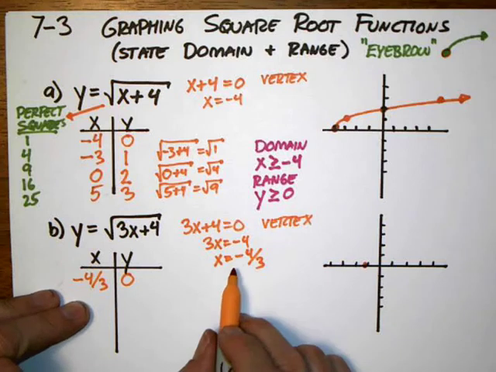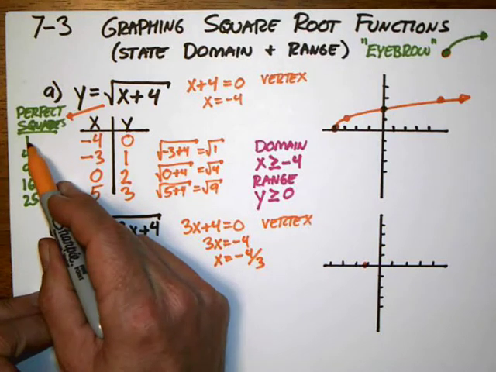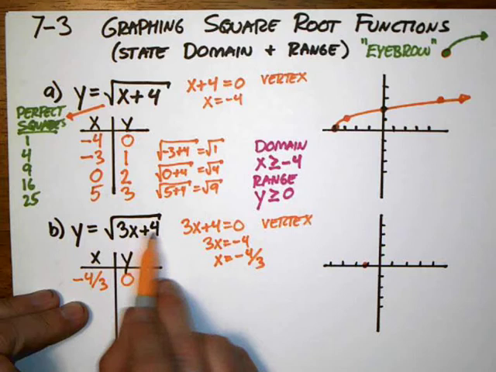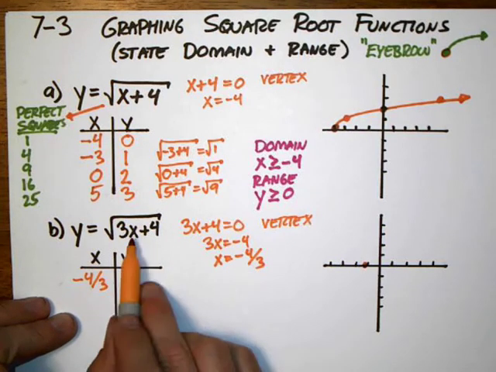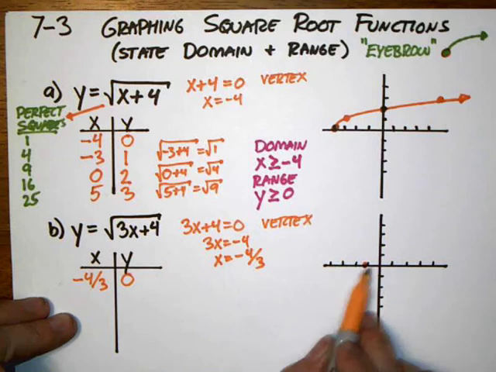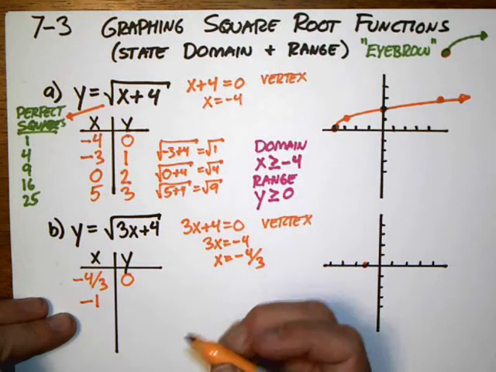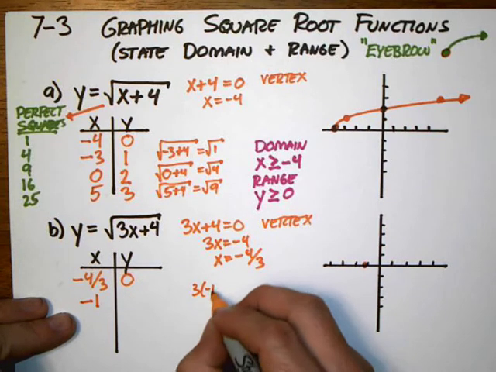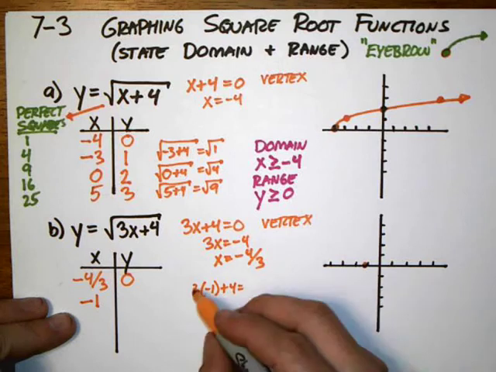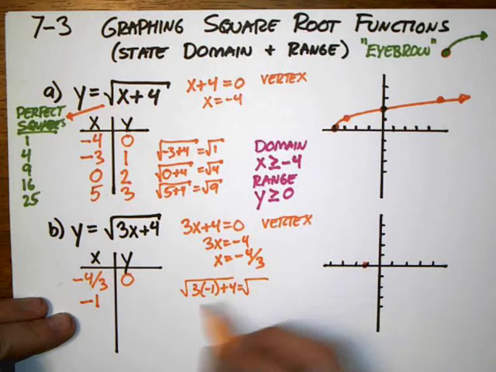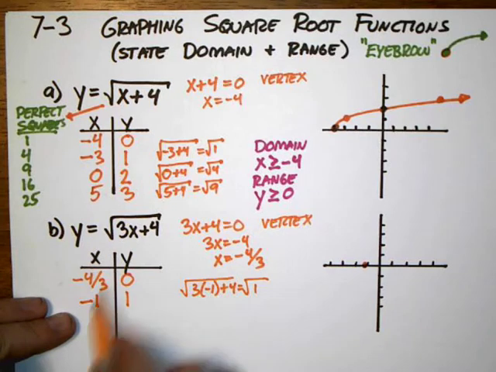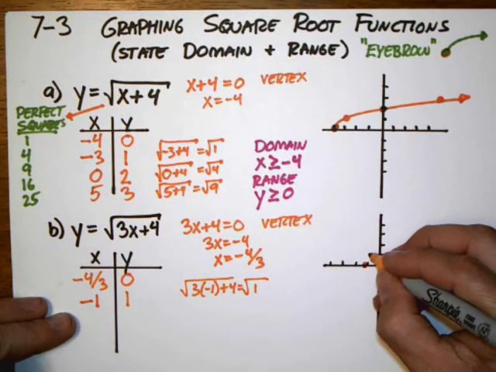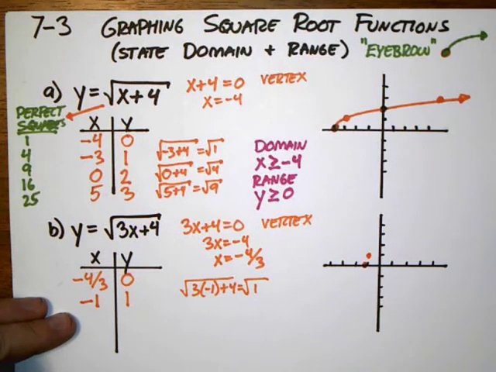For the next number I want to pick, remember my perfect squares, it would be great if this was worth 1. How could I make this produce a 1? I could write an equation equals 1 and solve it, or I could think that it's going to be really close to this point, and if I choose negative 1, I would get 3 times negative 1 plus 4. So this function would be the square root of negative 3 plus 4, which is 1. That's how I can get my 1. It involves a little bit of thinking: what can I plug in? So negative 1, 1 would go right there.